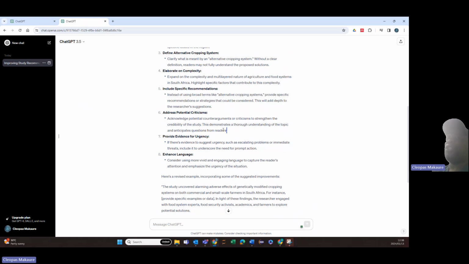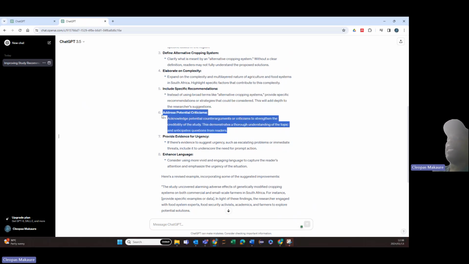So it's very important for you to take note that although they suggested addressing potential criticism, I do not agree with this one slightly. Although it's something that I need to take note of and keep at the back of my mind, so that when I send my document for review, whatever the supervisor is going to say, and whatever my colleagues are going to say, I need to consider and find out how best I can make sure that it is incorporated.